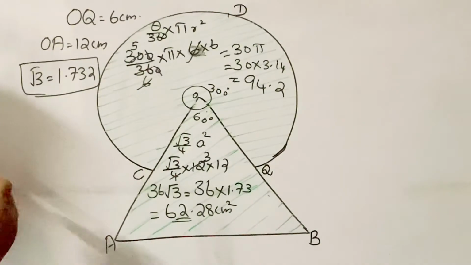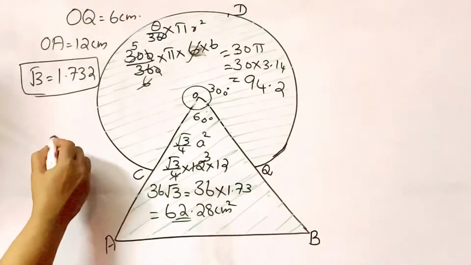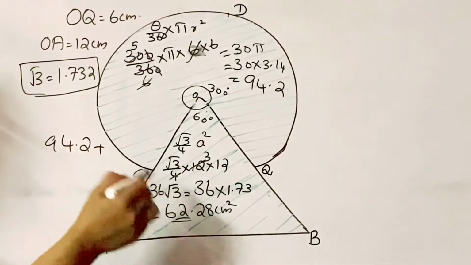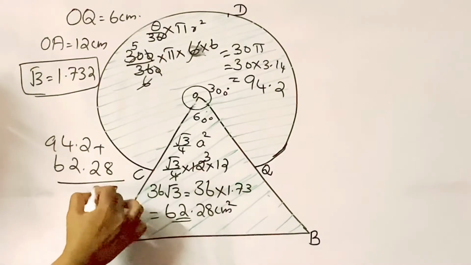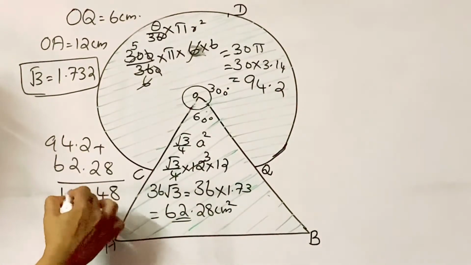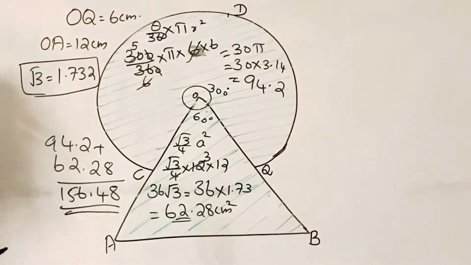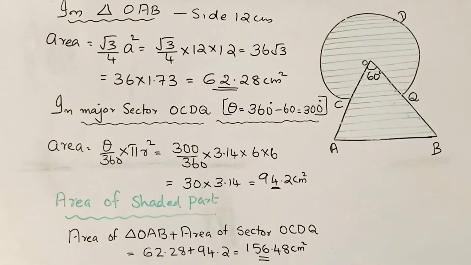Then what is the total area? That is 94.2 plus 62.28, that is 156.48 centimeter squares. That is the area of the shaded part.